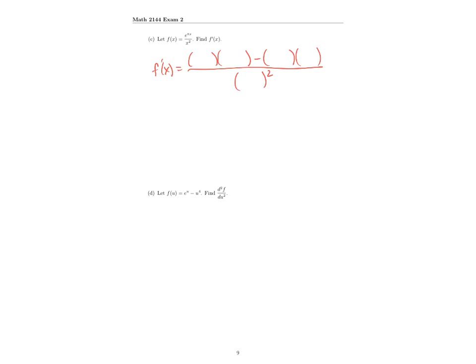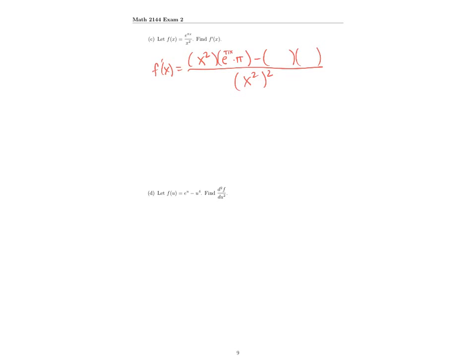Okay. So what goes in here is just the denominator. So that's just an x squared squared. Okay. And then here is going to be the bottom function, which is x squared. And then derivative of the top function. So that's going to be e to the pi x times pi.